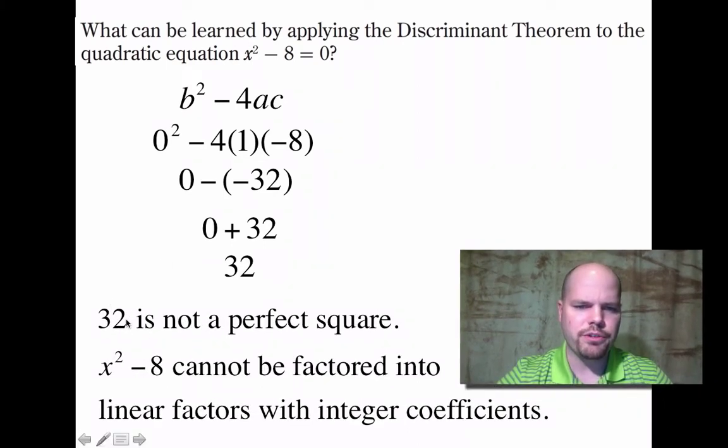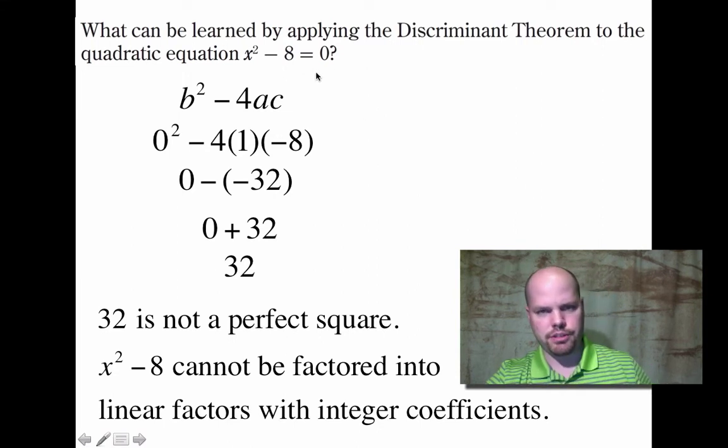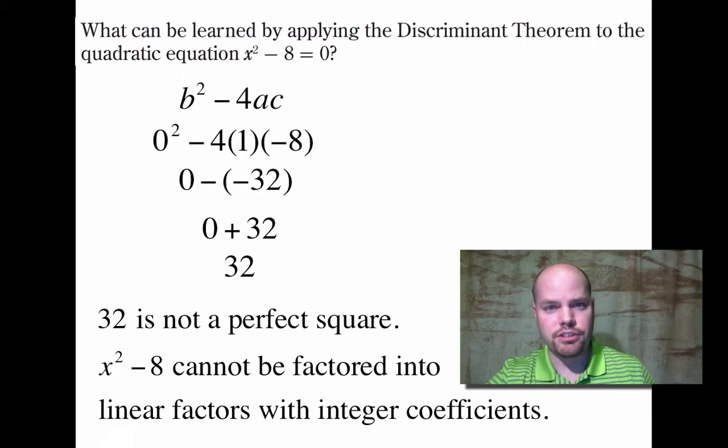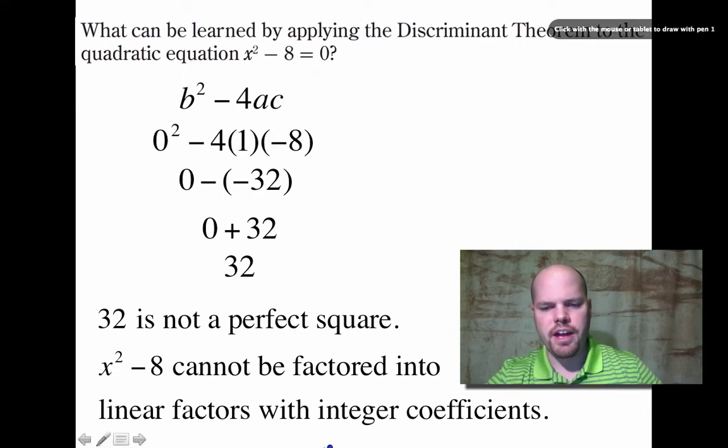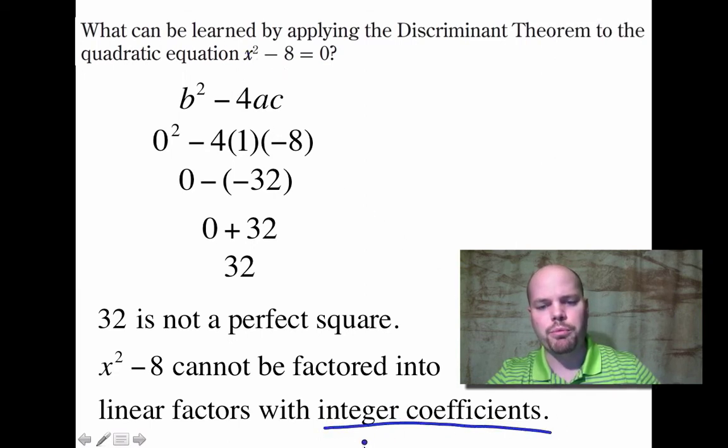So 32 is not a perfect square, so x squared minus 8 cannot be factored into linear factors with integer coefficients, and we also know the solutions to this would be non-integers. They'd be irrational. Not just non-integers, they'd be irrational as well. Okay, now, not factorable with integer coefficients, because I'm going to show you this will factor if I don't use integer coefficients. This is a difference of squares, so this would have been x plus something and x minus something.